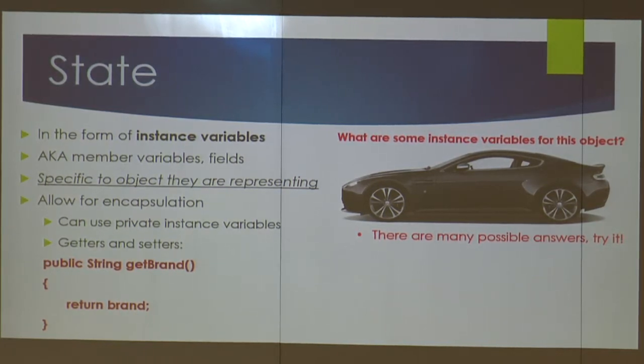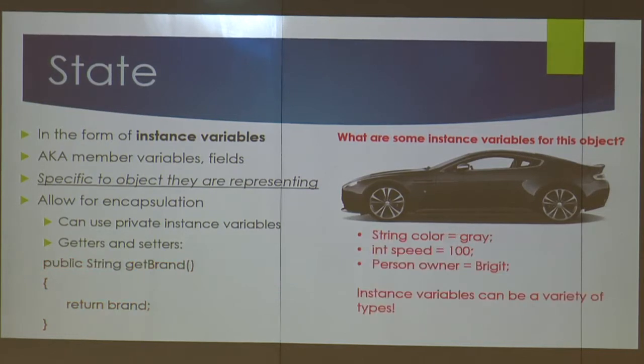So if we look at our car example on the right, I posed the question to think of different instance variables for an object, because maybe on an exam, either of your professors could ask, what are examples of instance variables? Or, in this class, what are the instance variables? Something like that. So if you think about that, some examples could be string color, int speed. Maybe we have a person class, so we need a person object called owner. So any of these instance variables are valid. They can be a variety of types.